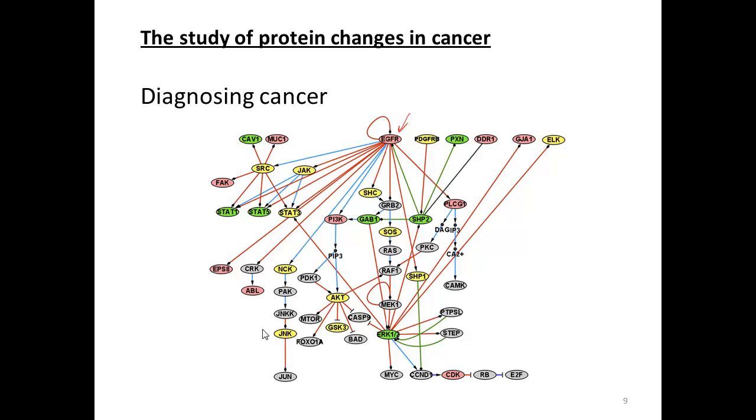The color code here is similar to RNA legends. The pink or red colors are more phosphorylated in tumors. The green nodes are more phosphorylated in normal tissue. Yellow proteins were equally phosphorylated.